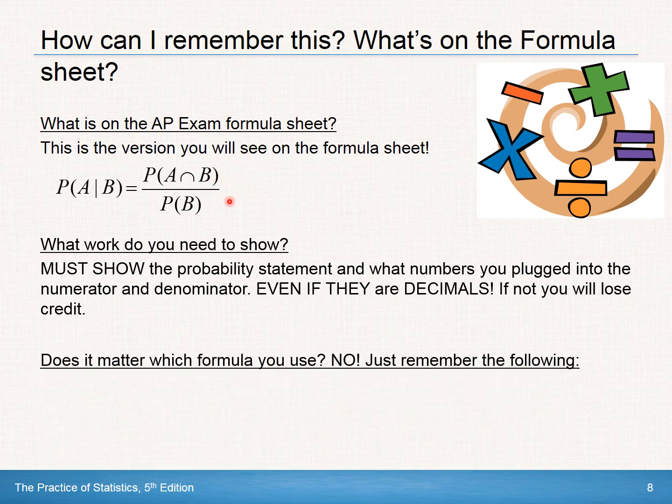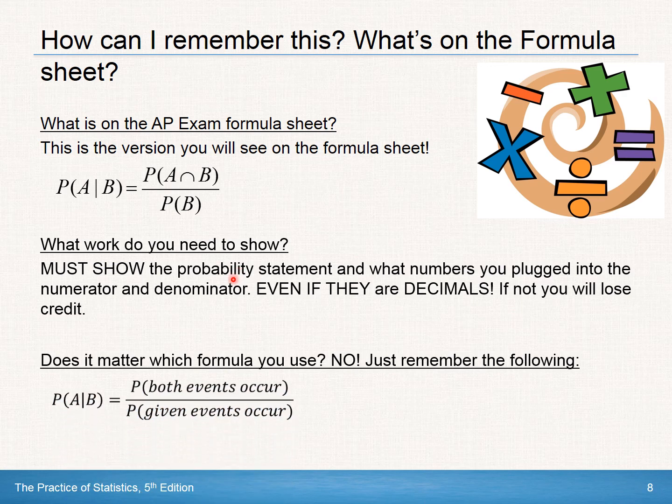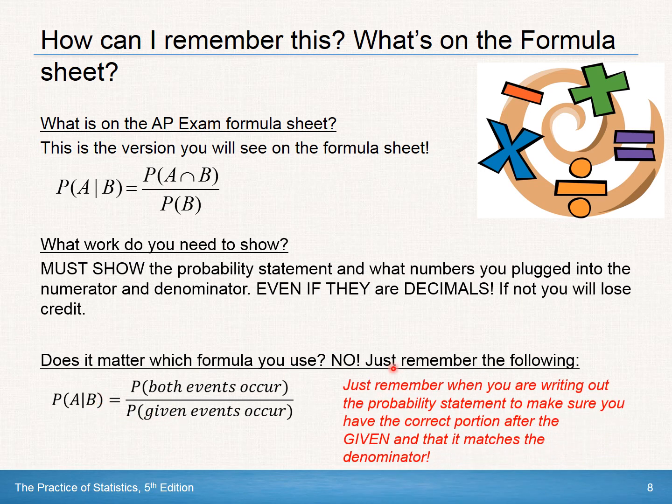Does it matter which formula you use? Absolutely not. So just remember this, the probability of A given B or anything is the probability that both events occur, the and probability, divided by the probability of what is given. Just remember that when you're writing out the probability statement, the trickiest part is to make sure you have the correct portion after the given. So when you read the question, you're going to have to carefully read it to understand what portion is given. And then that goes in your denominator.